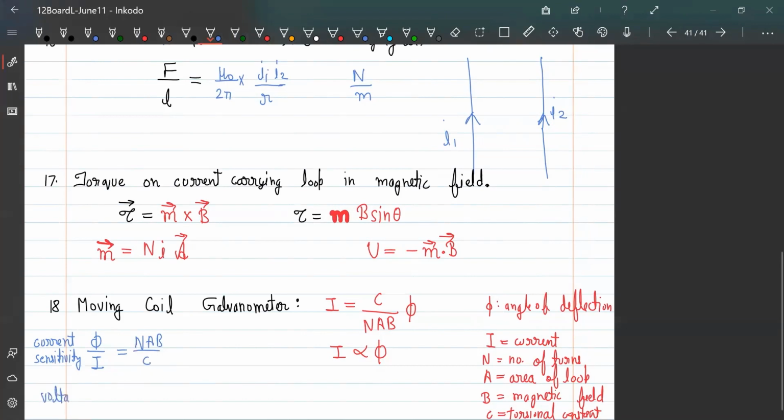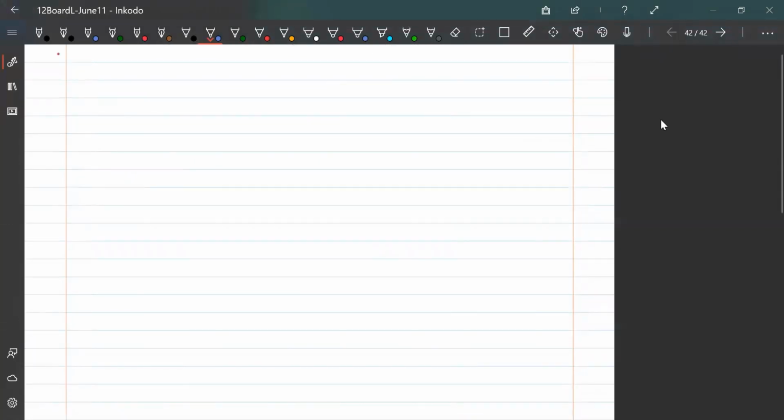Then we have voltage sensitivity. So voltage sensitivity, that will be phi by V. So that is just NAB by CR. फिर उसके बाद conversion of galvanometer into ammeter into voltmeter, that we already studied in the previous chapter. Keep noting this down. ये सारे formulas हम एक जगह लिख रहे हैं. After this page.